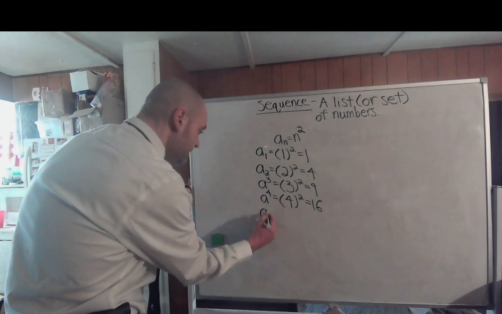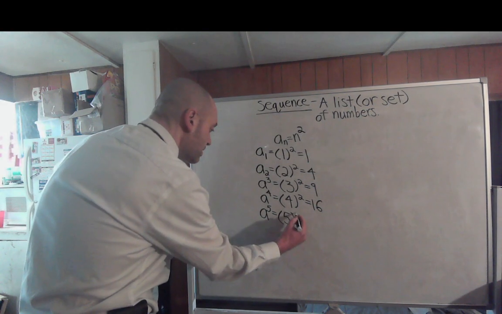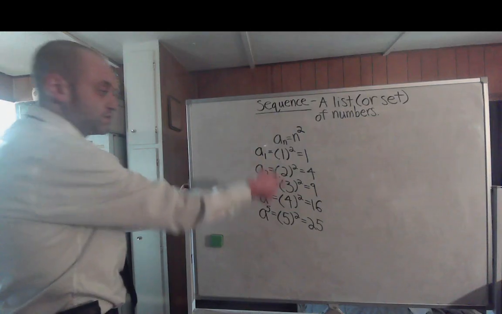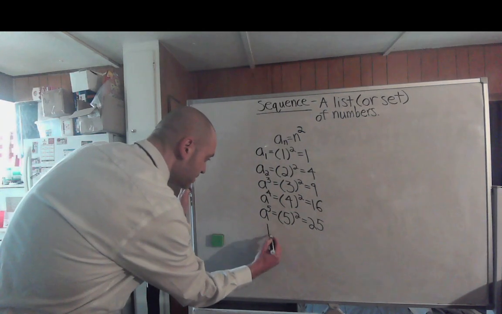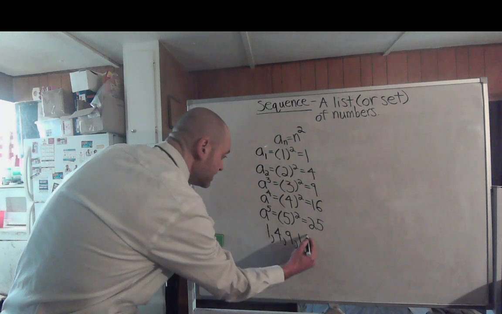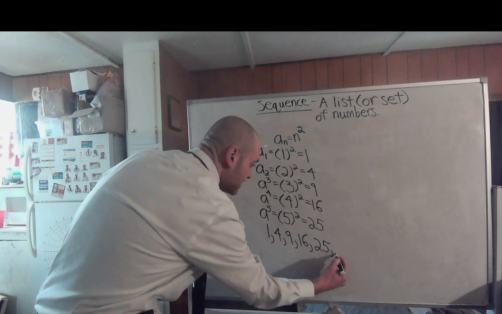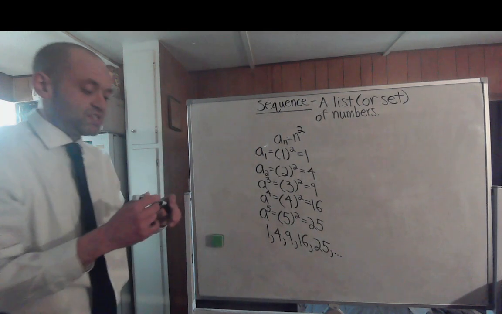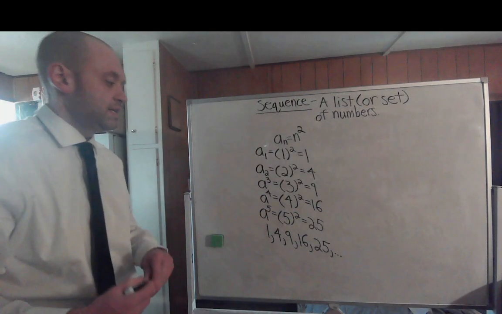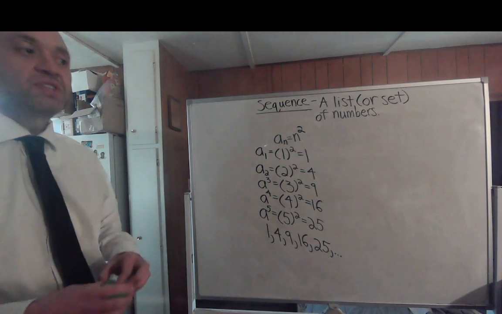And then we can do a sub 5, so that would be 5 to the second power is equal to 25. So the first 5 terms of the sequence are going to be 1, 4, 9, 16, and 25. And then we do another comma, dot, dot, dot, to indicate that the sequence keeps on going, because it'll keep going to infinity. It'll keep going infinitely. But for today's lesson, we're only interested in the first 5 terms of the sequence.